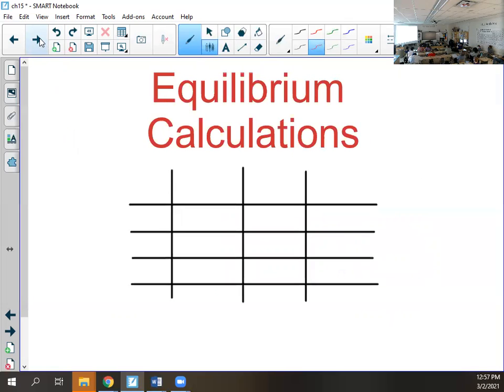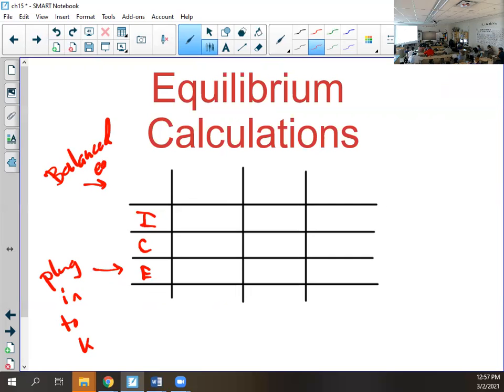Okay, now we're going to do a bunch of ICE tables in the next 13 minutes. Remember, in an ICE table, I is your initial, C is your change, E is your equilibrium. This row is what you plug in to the K values or the mass action expression. The top row is the balanced equation. Fair enough? All right, I like these.